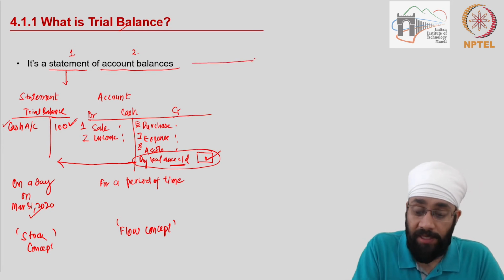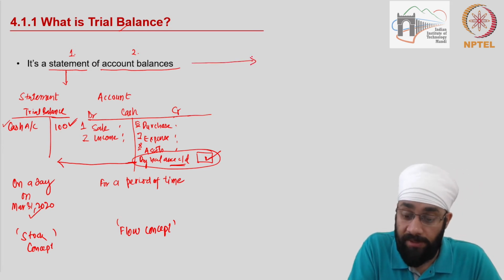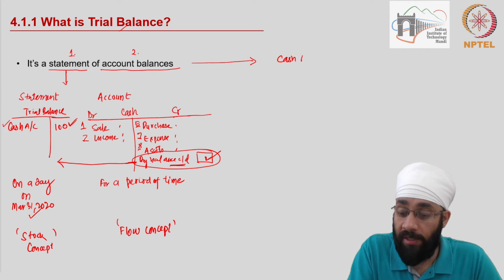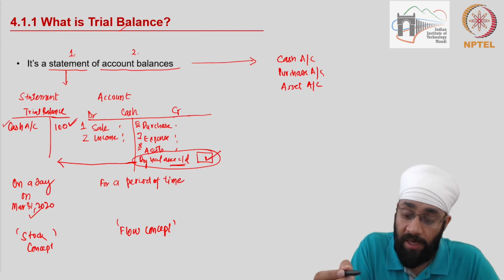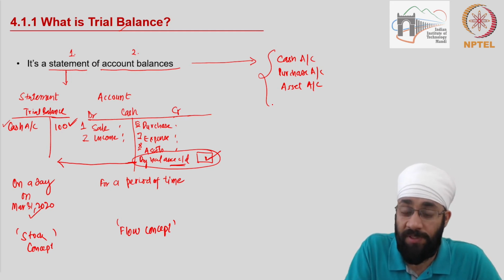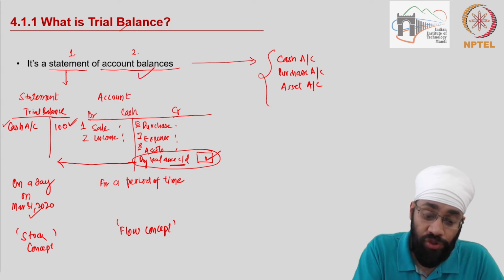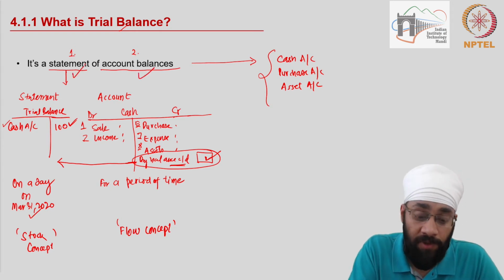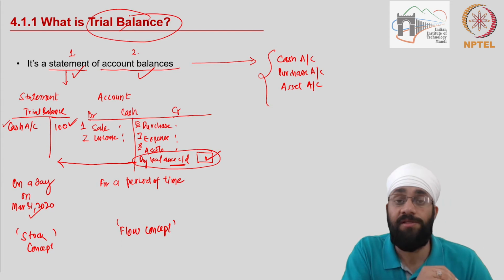Let us answer the second question. What are account balances? Well, you prepared a cash account, you prepared a purchase account, you prepared an asset account. All the accounts had a closing balance, by balance carried down or to balance carried down. So these balances are what we are referring to. At the end of the accounting period, what is the balance left in a specific account? That, when shown in a statement form, we call it trial balance.